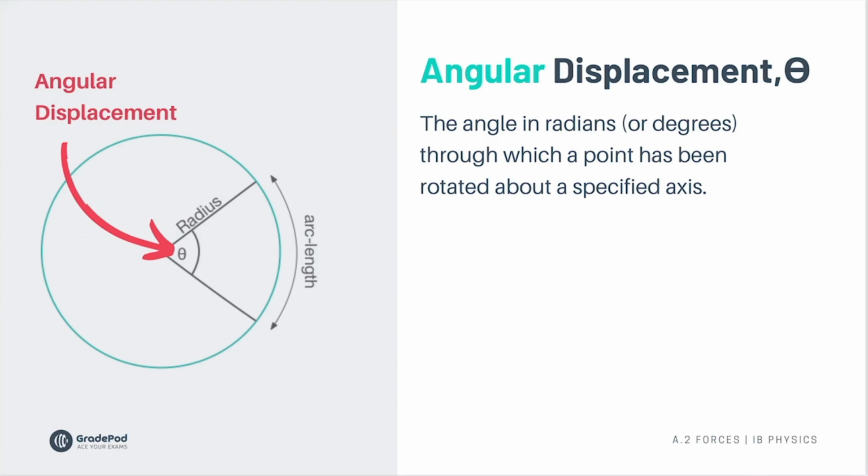I think it's now time to define angular displacement. Angular displacement is defined as the angle in radians or degrees through which a point has been rotated about a specific axis. You can see on the diagram here, the angular displacement is the angle through which a point has been rotated, and it's to do with the arc length and the radius.